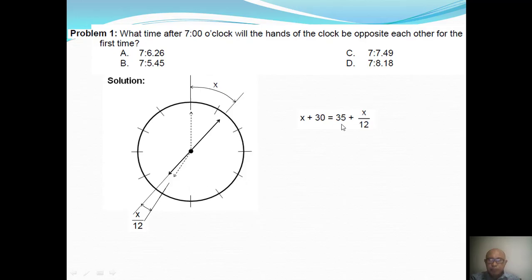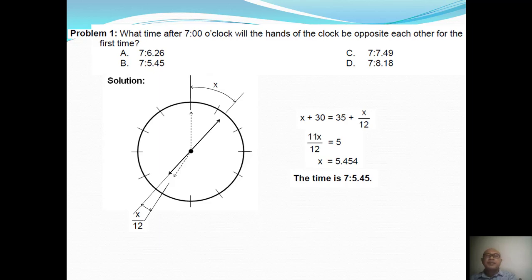I will express it also in another way. And the other way here is 35 plus x over 12. 5, 10, 15, 20, 25, 30, 35 plus x over 12. So, again, x plus 30 is equal to 35 plus x over 12. And from this, we can solve for x. And that is 5.454. So, the time is 7:5.45.